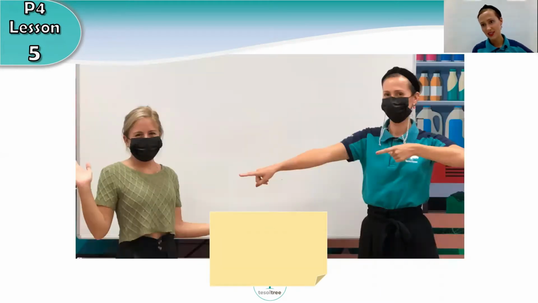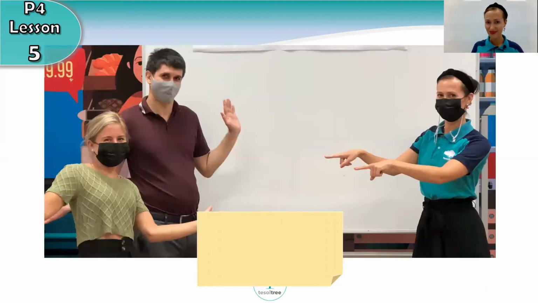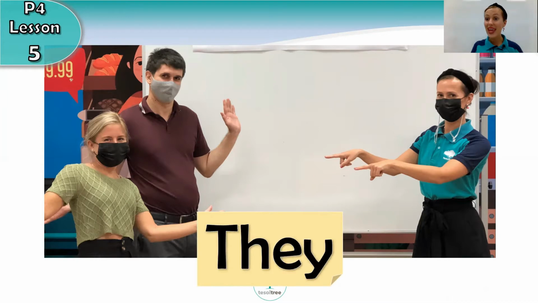Who is this? Teacher Haley. And when I point at her, she. Haley is a girl. She. Now I point at Teacher Joe and Teacher Haley. They. One teacher, two teachers, they.